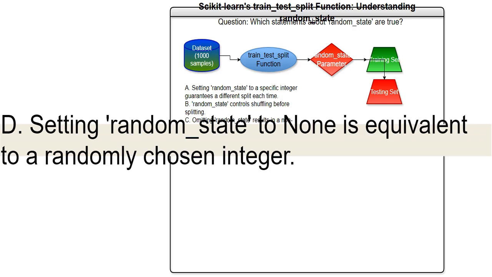Let's look at statement D. It claims that setting "random_state" to "none" is the same as choosing a random integer each time. That's incorrect. "none" means that there's no seed, essentially the same behavior as omitting "random_state" entirely.